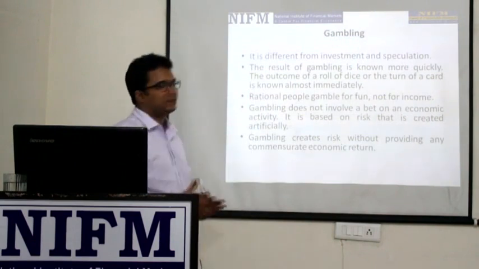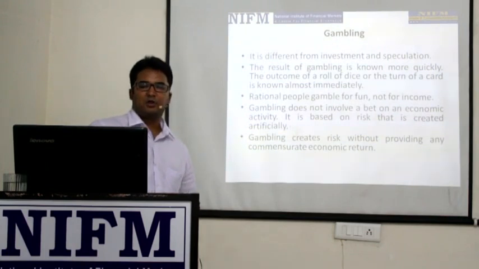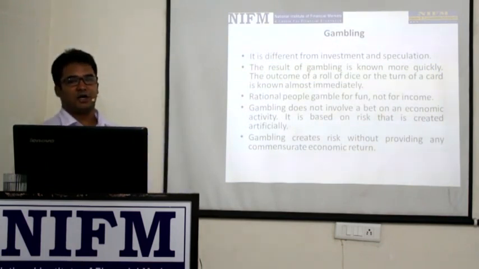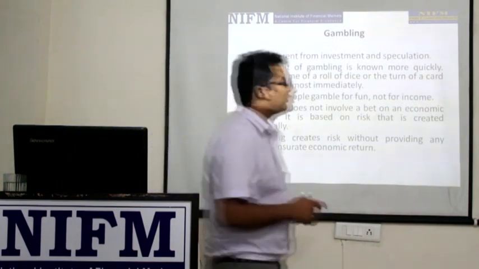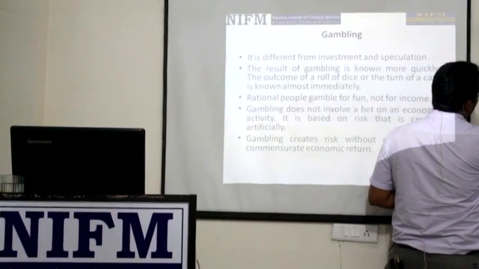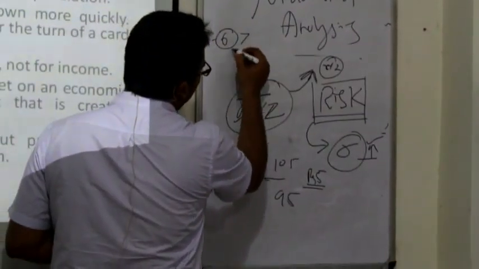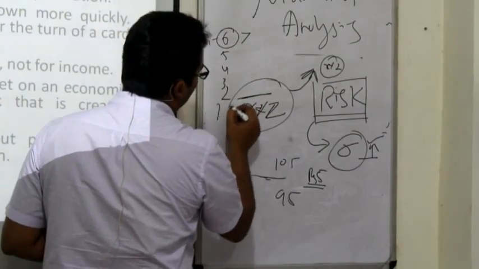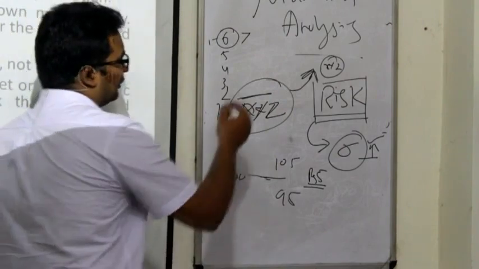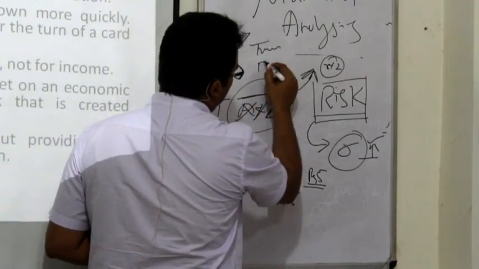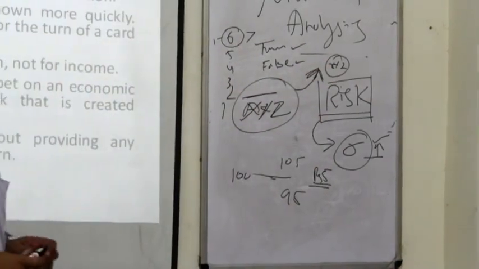Gambling. Now the other trend is gambling. It is different from investment and speculation. The result of gambling is known more quickly. The outcome of a roll of dice or a turn of a card will get an immediate result, and hence proves to be gambling. When we roll a dice, we are expecting a figure out of 6. So 6 may be the highest, then 5, 4, 3, 2 or 1. And there might be a situation of true or false. So either you will win or you will lose. So there are only two parameters to it.